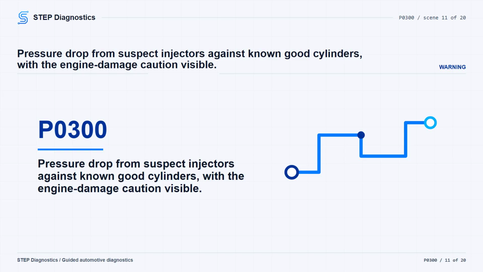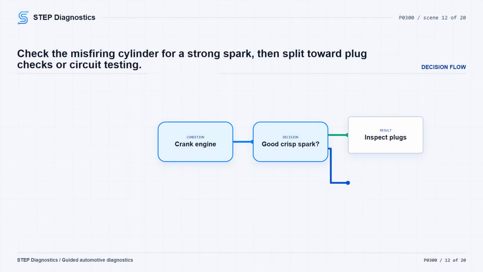If the drop matches the known good injectors, keep going. If the drop is too little, check for debris in the fuel rail or injector and repair as needed. If the drop is too large, suspect a faulty or fouled injector, then verify the repair. Next, check spark on the cylinders that are misfiring.